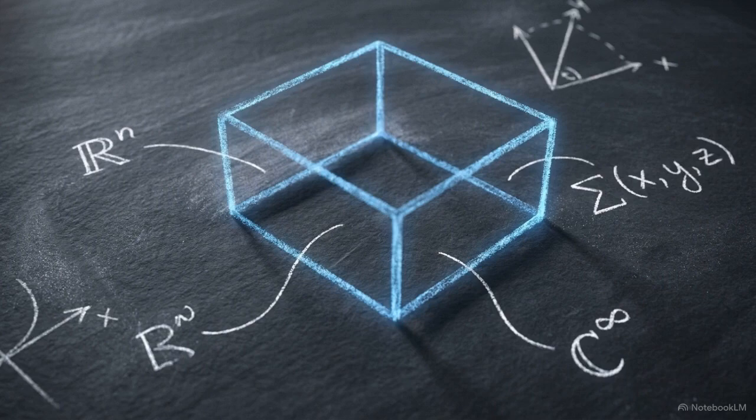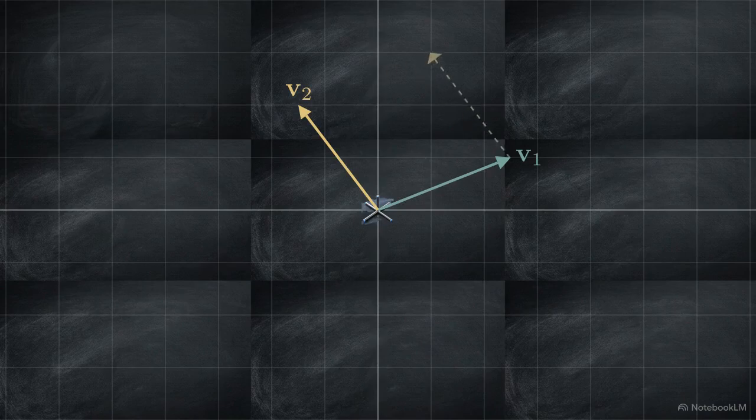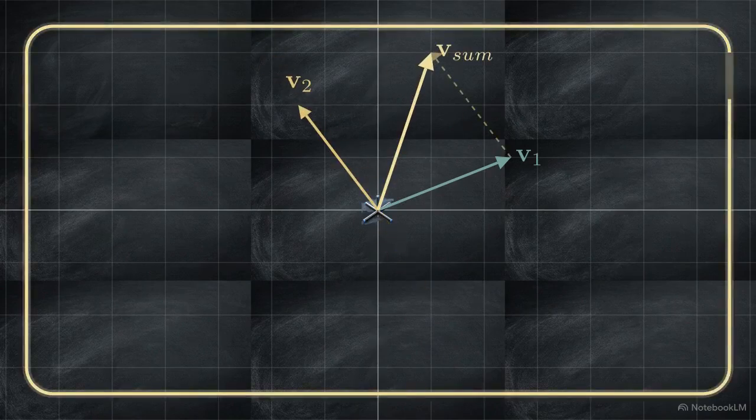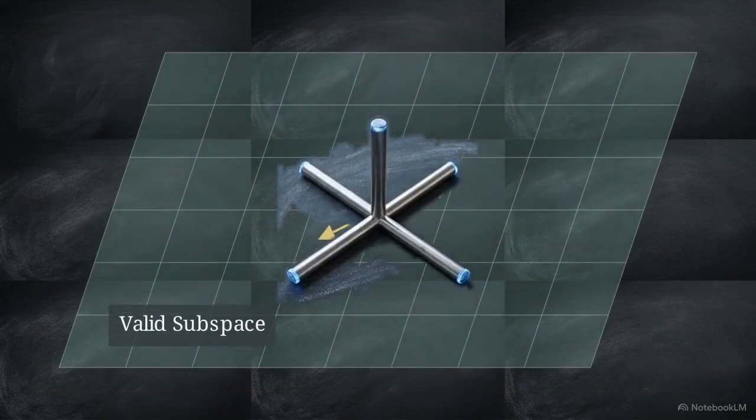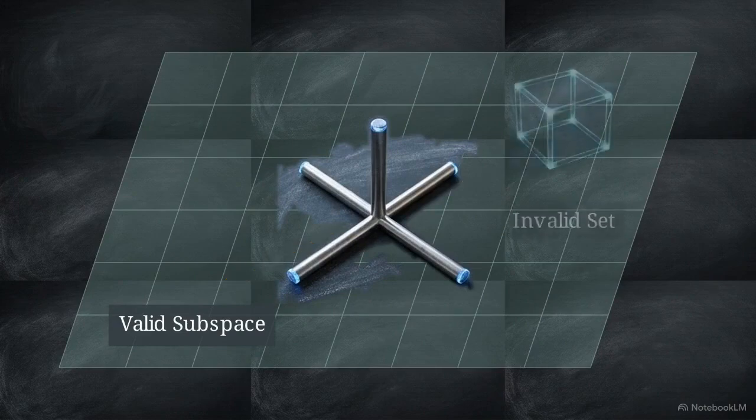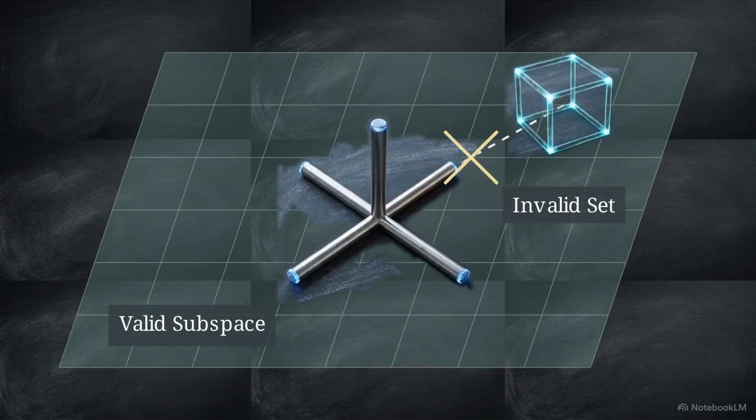A formal vector space, denoted as Rn, operates under strict axioms. The most critical are closure under addition and scalar multiplication. If you add two vectors in the space, or scale one by a constant, the resulting vector remains within that same space. This gives rise to subspaces. An infinite plane extending through the origin of R3 forms a valid subspace because it satisfies closure. A bounded box floating in that same space does not.